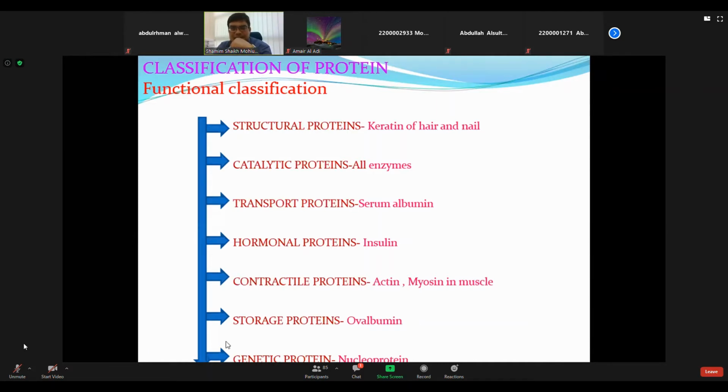Maybe a question will come: one of the following is an example of catalytic protein. So you should know it is enzyme. One of the following is an example of transport protein. So you should know it is albumin. So this one is important.